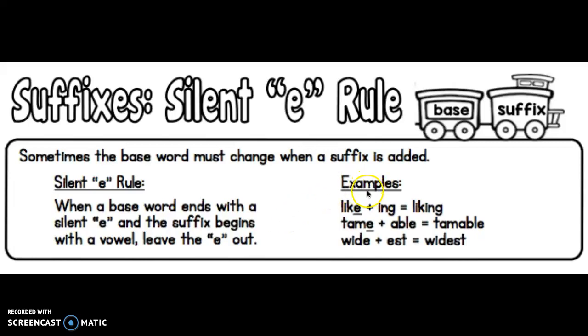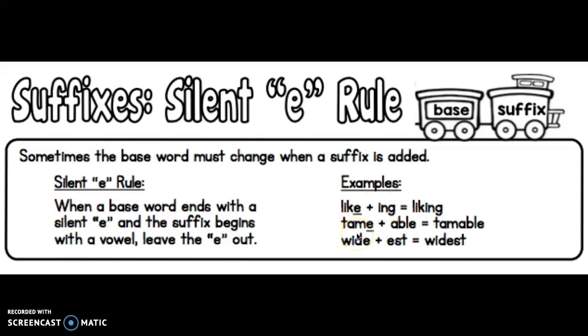For example, the word like ends with a silent E, and the suffix ing starts with a vowel. We're going to leave the E out so that we spell the word liking, L-I-K-I-N-G. See? No silent E. We took it out.